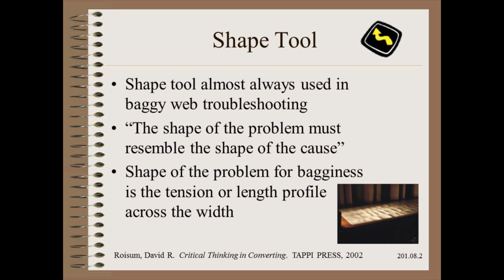The shape tool is one of my favorite troubleshooting methods. In the case of baggy webs, however, it is more than helpful. It is essential. Simply put, the shape tool says that the shape of the problem must resemble the shape of the cause. In the case of bagginess, shape is the tension or length profile across the width. In the figure we can see lanes of tight and loose, and thus the causes must be lane-like and in those locations.